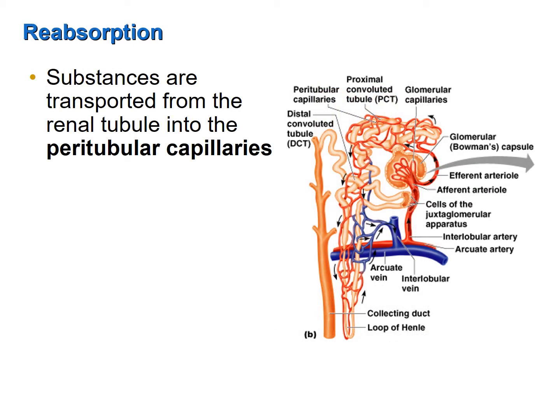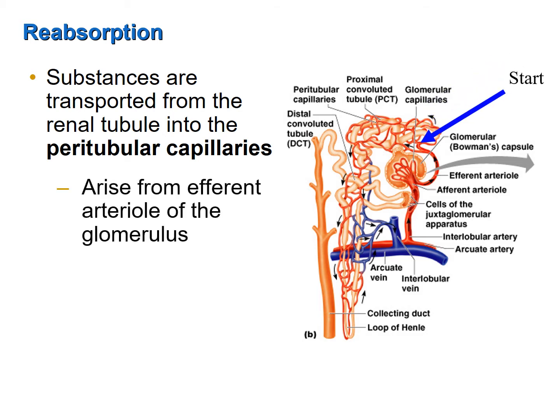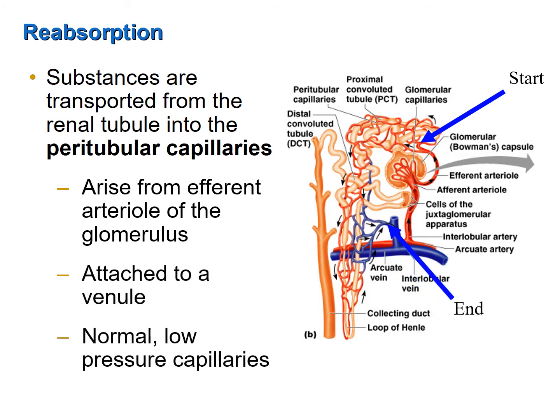During reabsorption, substances are transported from the renal tubule into the peritubular capillaries. The peritubular capillaries arise from the efferent arteriole, and they end with an attachment to a venule. The peritubular capillaries are more typical of capillaries in that the blood in the peritubular capillaries is at low pressure.